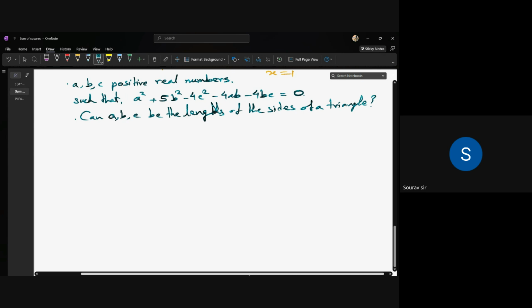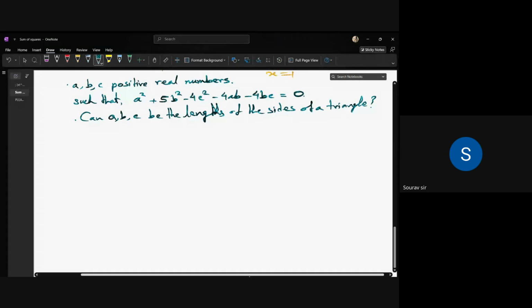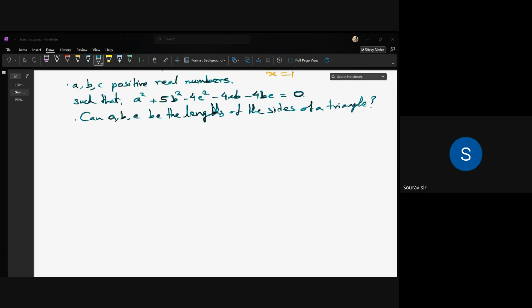Now, please use this type of technique which I have done in the previous questions. Please try it for a couple of minutes. Okay. So then, if you are having some problems in that, then I will solve the question. Okay.